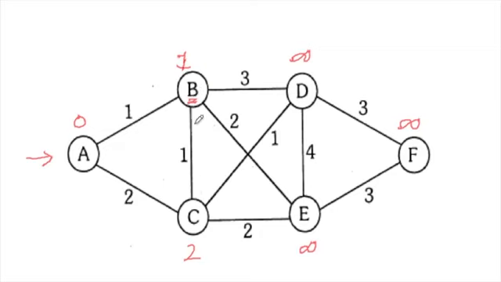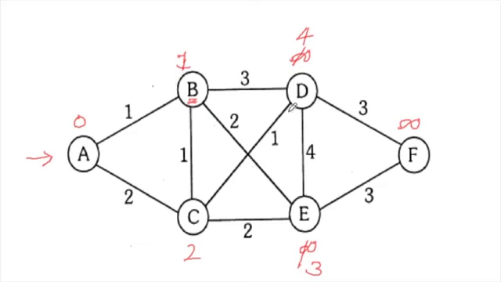B to C there is an edge, and 1 plus 1, 2, it's already 2, no change. B to D, 1 plus 3, that is 4, so change it to 4. B to E, 1 plus 2, that is 3, and it is infinity, change it to 3. That's it. From B there are 3 edges going out, so this is done. I have relaxed the vertices. Now select the next shortest one.